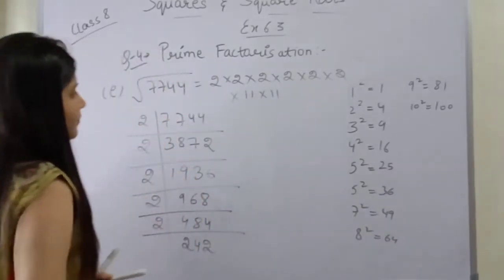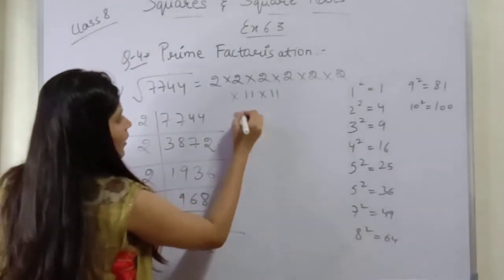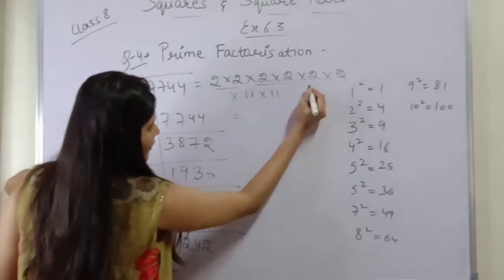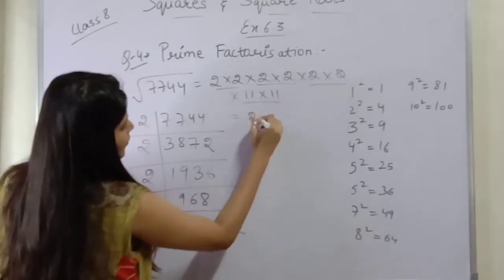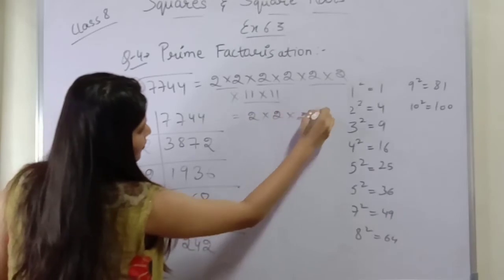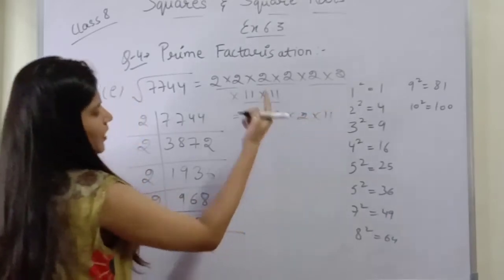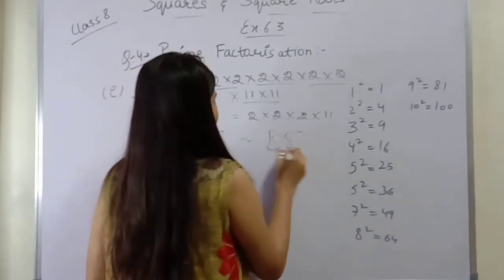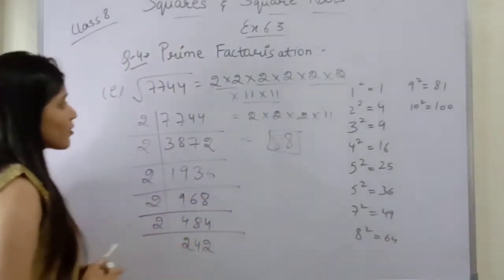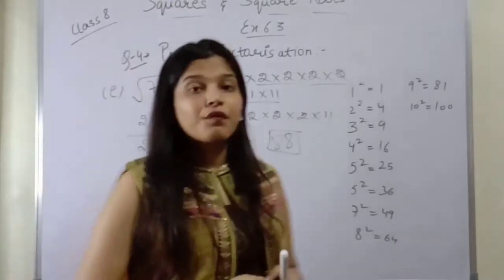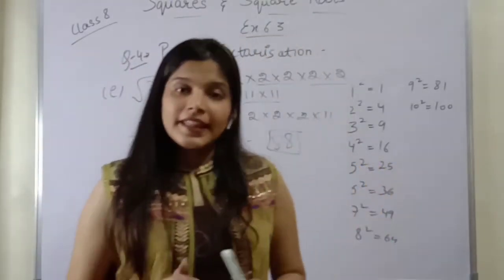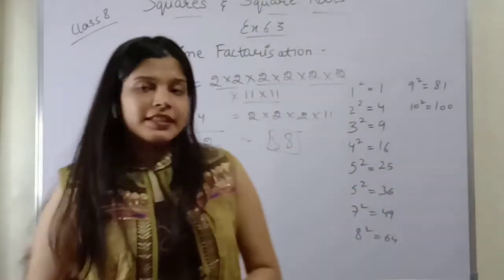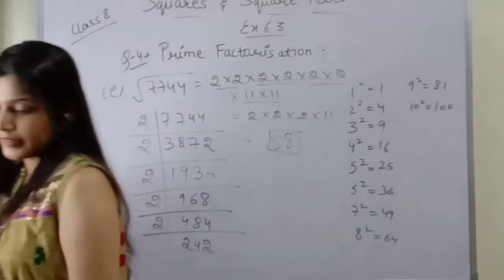Okay, so one pair, second pair, third pair, fourth pair. 2 into 2 into 2 into 11. So 2 2s are 4, 4 2s are 8, 8 11s are 88. It means that the square root of 7744 is 88. This was part number E. Now let's come to the next part.